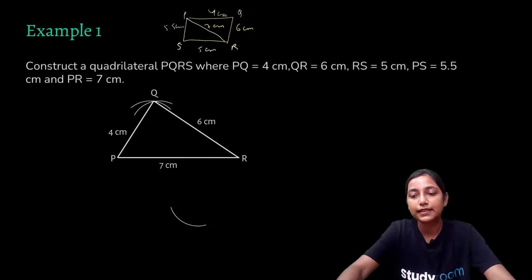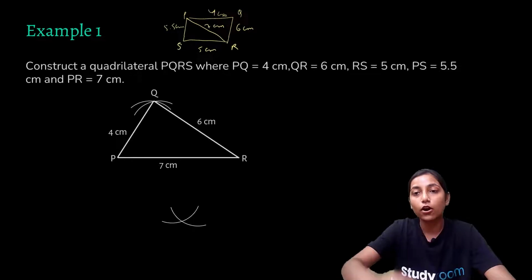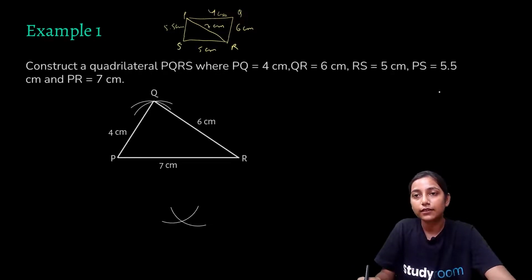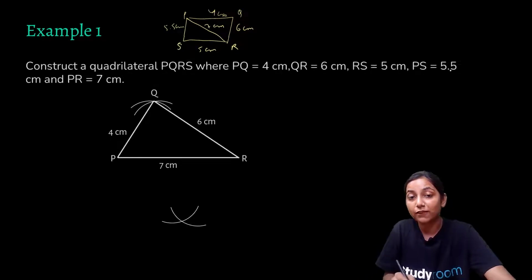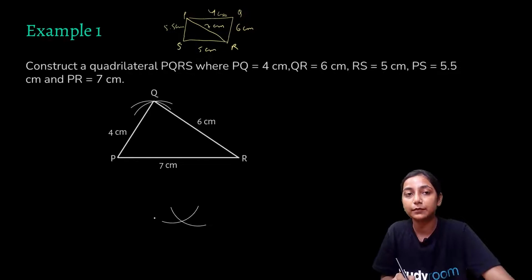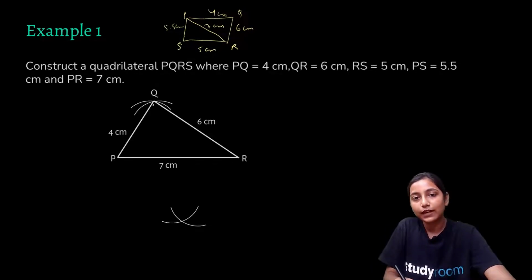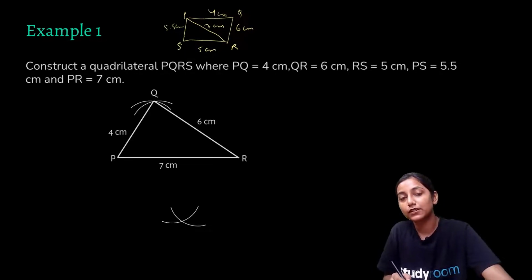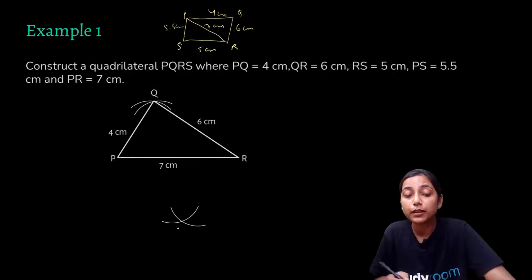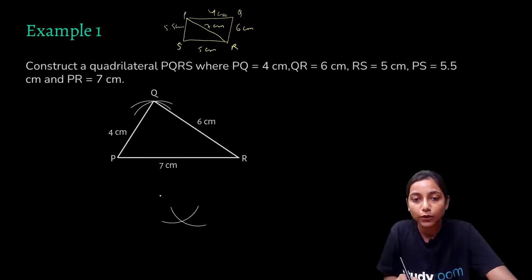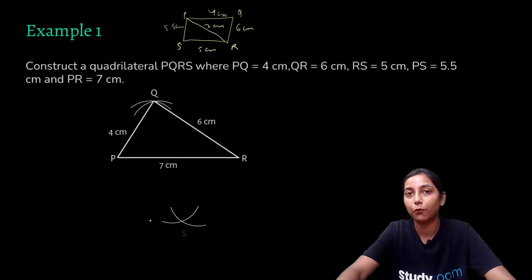Now take P as the center and draw another arc of 5.5 centimeter radius for PS, because we know that S is going to be somewhere on the opposite side of Q. So we are drawing the arc on this opposite side of Q. Now where will be the point S? The point S is going to be this point of intersection of these two arcs. This will be our point S.